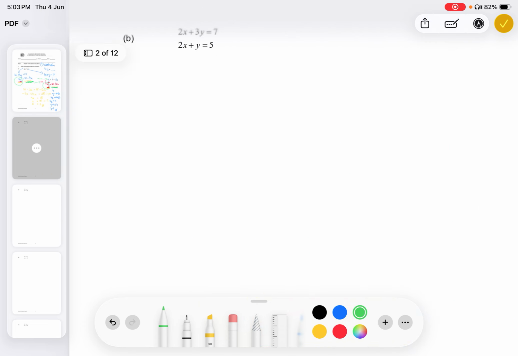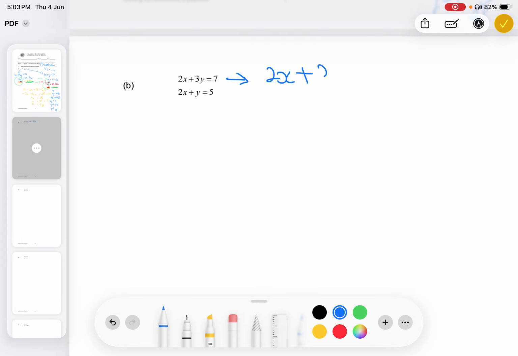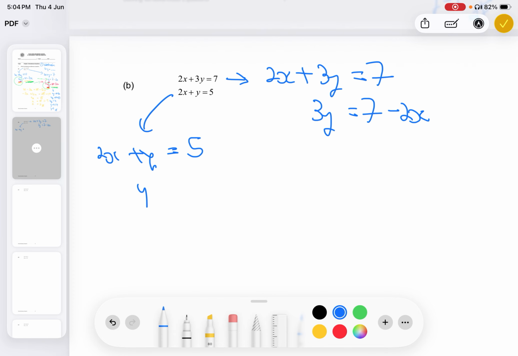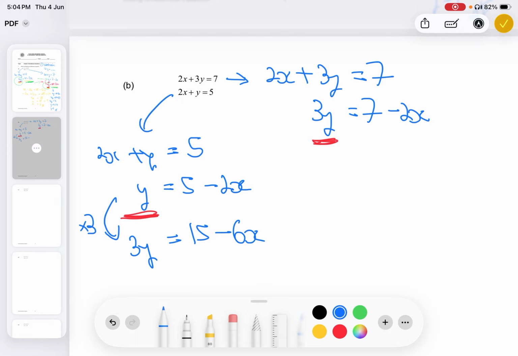So you see again, for the next one, I make y the subject. For this one, the equation first: 2x plus 3y equals 7. 3y will be 7 minus 2x. This one will be 2x plus y equals 5. Y will be 5 minus 2x. So in this case, I see that this is y, this is 3y. I make this times 3. So 3y equals 15 minus 6x.